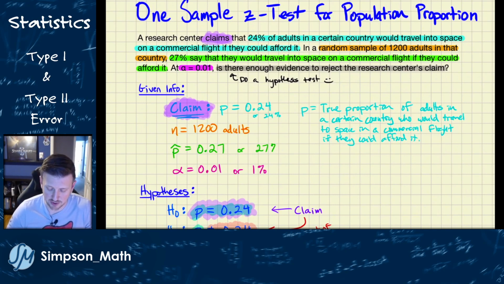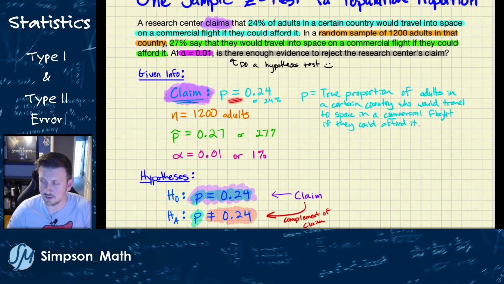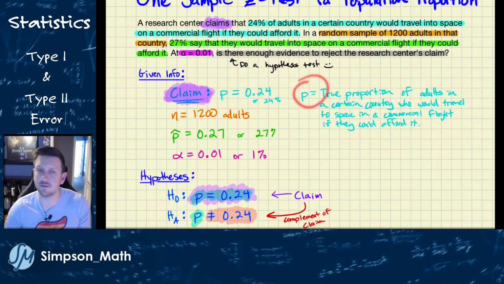That's that claim. Notice, since it's p equals 0.24, kind of spoiling it a little bit, that's my claim. That's my null hypothesis. I'm keeping purple as one highlight for my claim, and then that teal cyan color is for defining what p is.